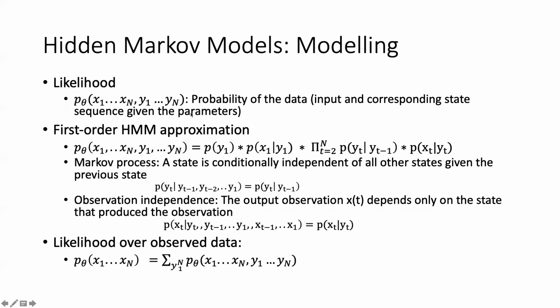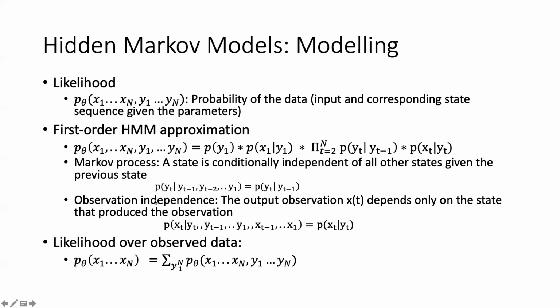In hidden Markov models, we want to model the joint distribution of observation and the hidden state sequence. So we can express this joint distribution in terms of initial probabilities and the transition probabilities. For this factorization, we made two assumptions. One is the Markovian process: a state is conditionally independent of all other states given the previous state, which means that the probability of yt given yt minus 1 is conditionally independent of all other previous states.